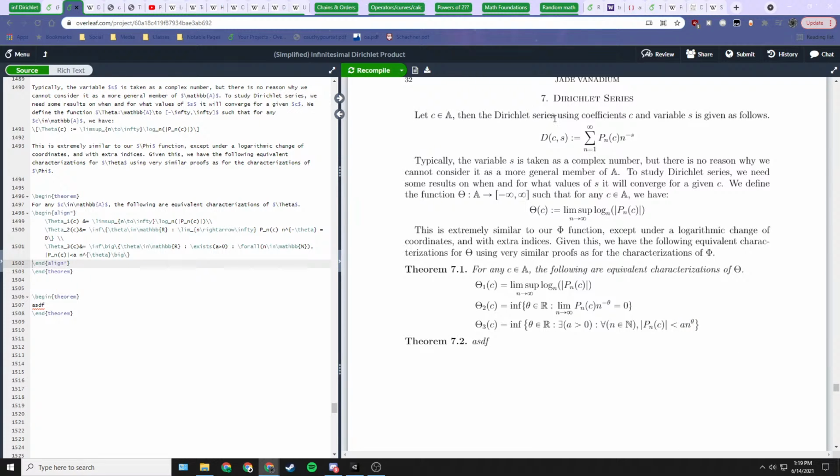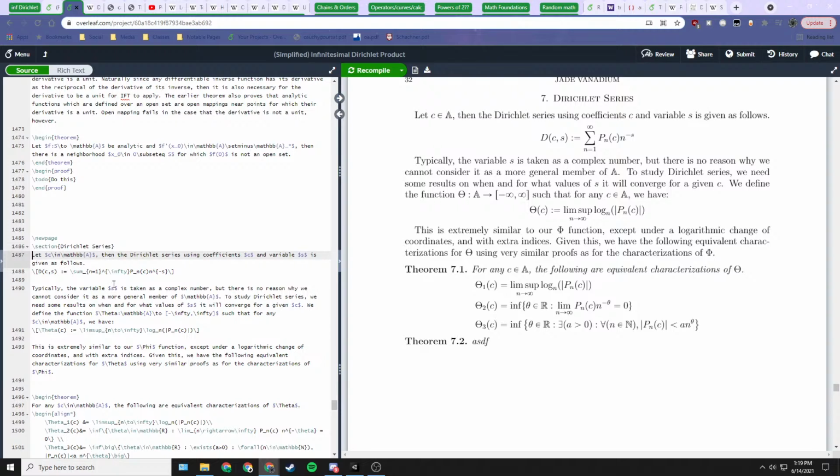So instead of using C, I'm going to use alpha, because that's essentially how we're using it. So coefficients alpha and variable s given as follows. Instead of starting with C, we'll do alpha. So just want to be consistent.